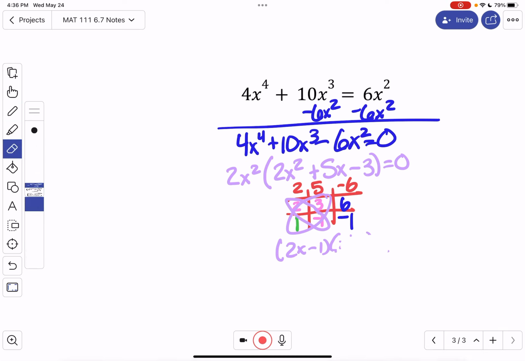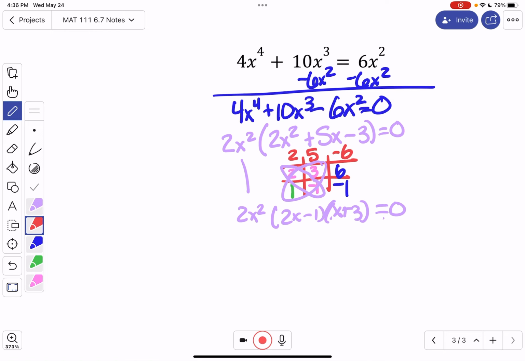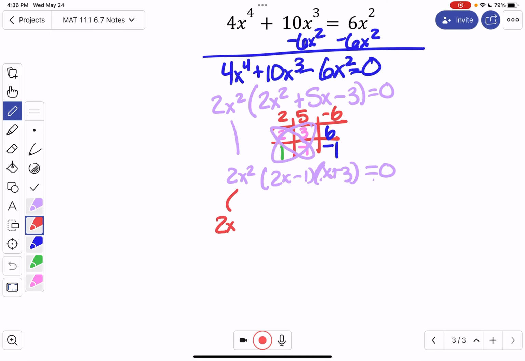I don't know why this is having issues today. We get x plus 3. Bring down our greatest common factor. Make these equal 0. Now we do it to each piece. So we would say 2x squared equals 0. Divide both sides by 2, and we get x squared equals 0.